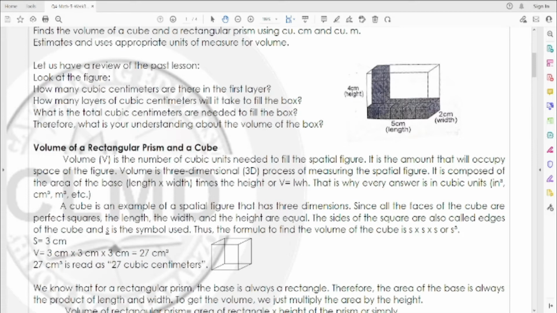times width, then times the height. Or V is equal to L times W times H. That is why every answer is in cubic units: cubic inches, cubic centimeter, cubic meter, and so on.